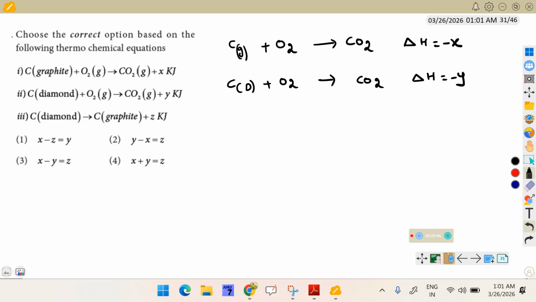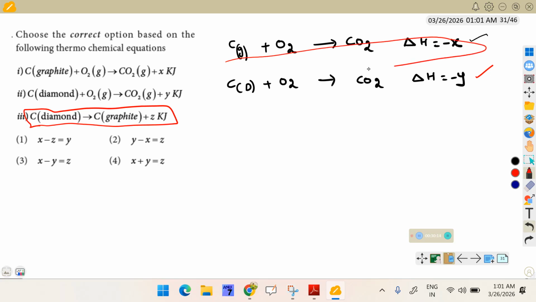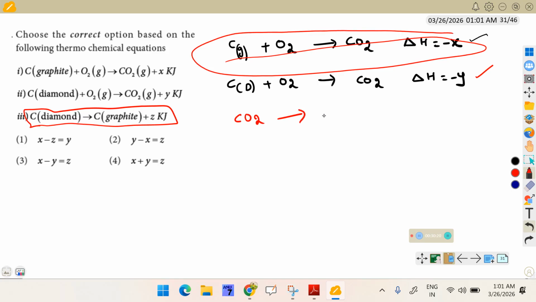Choose the correct option based on the following thermal reactions. C plus O2 gives rise to CO2, delta H is equal to minus X. C plus O2 gives rise to CO2, delta H value is minus Y. Frame this equation by using first and second equations. In the final equation, graphite is the reactant. So reverse the first equation. Reverse the equation, then CO2 gives rise to C graphite plus O2. Change the sign. Delta H is equal to X.